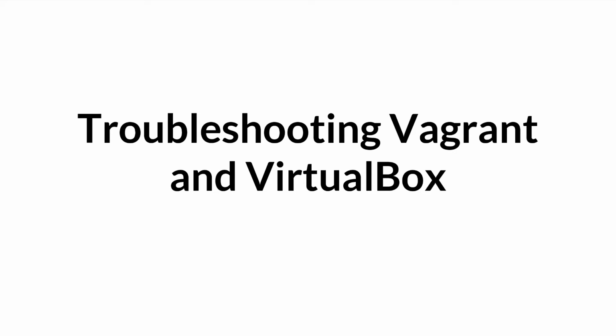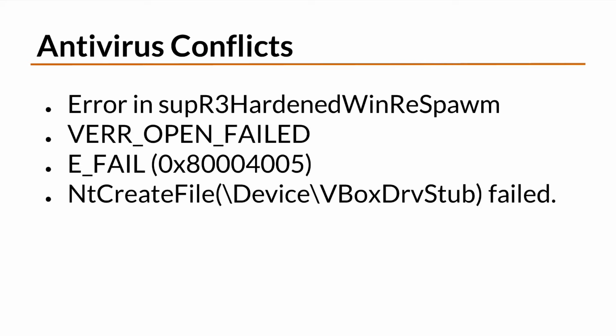I want to go over some common issues that might arise when working with Vagrant and Virtualbox. The first issue I want to talk about is antivirus software. Some Windows antivirus software such as Avira, AVG, and others have been known to interfere with the operation of Virtualbox. I've listed some errors on your screen here that can be associated with this type of issue. If you get such an error when starting a virtual machine, try disabling your antivirus software and rebooting your system.